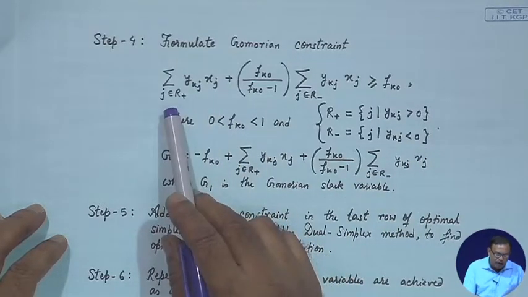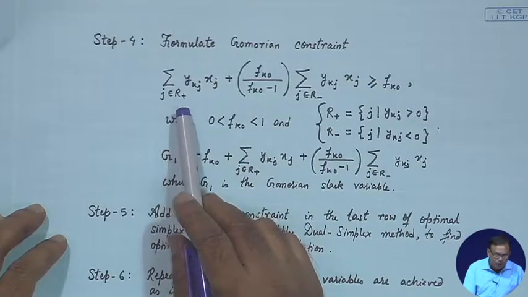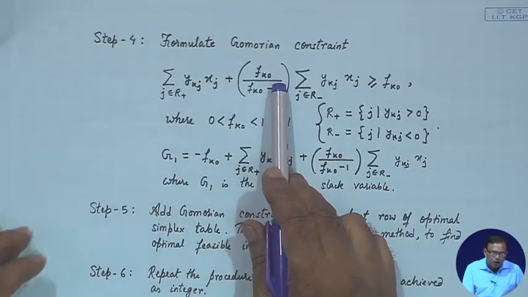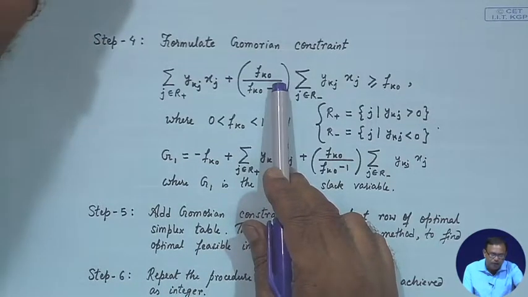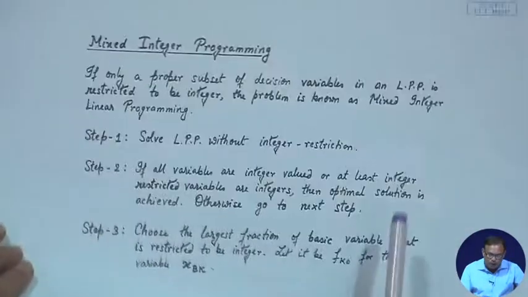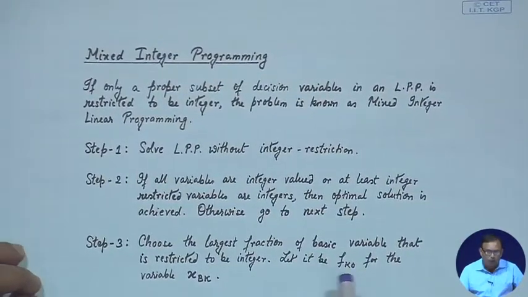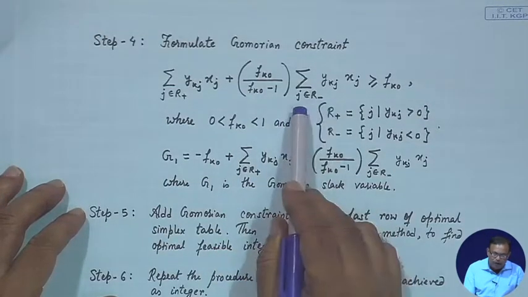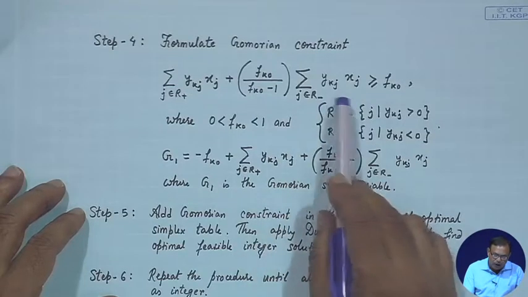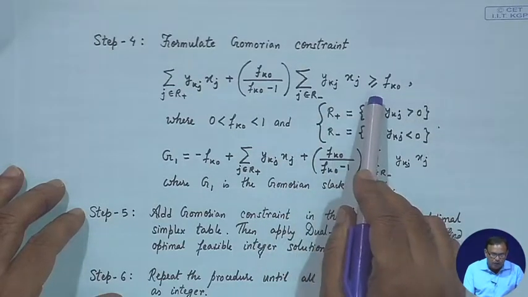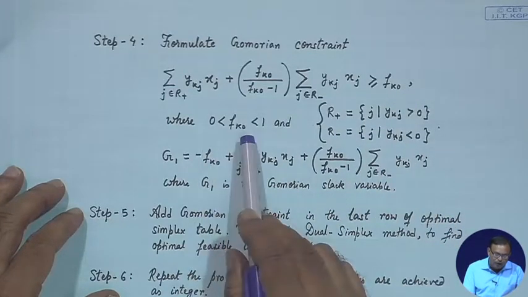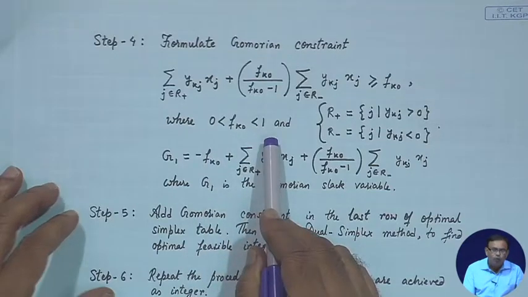So, I am formulating it like this: summation over j belongs to R plus, y_kj x_j plus f_k0 by f_k0 minus 1, summation over j belongs to R minus, y_kj x_j, must be greater than or equal to f_k0, where f_k0 lies between 0 and 1. Again remember, this f_k0 is nothing but the largest fractional value corresponding to the variable x_Bk.